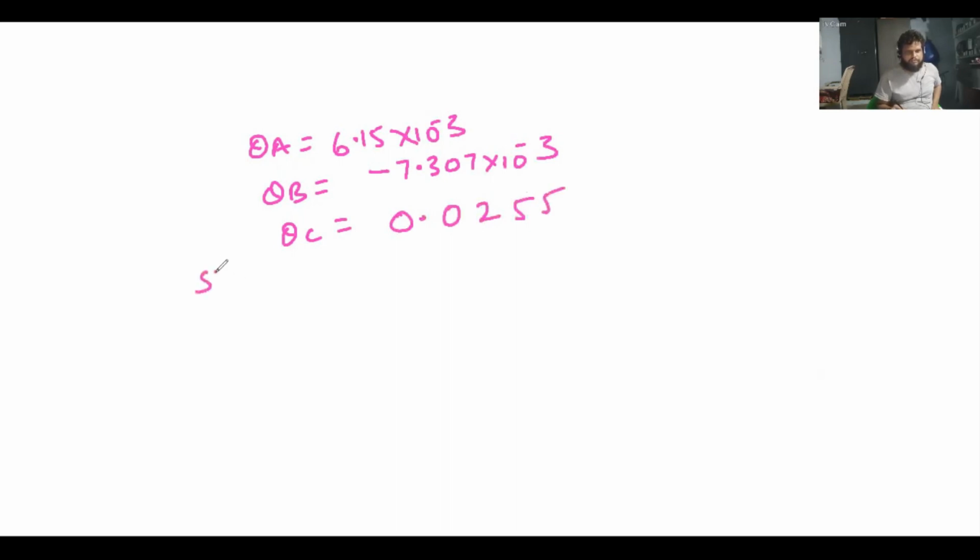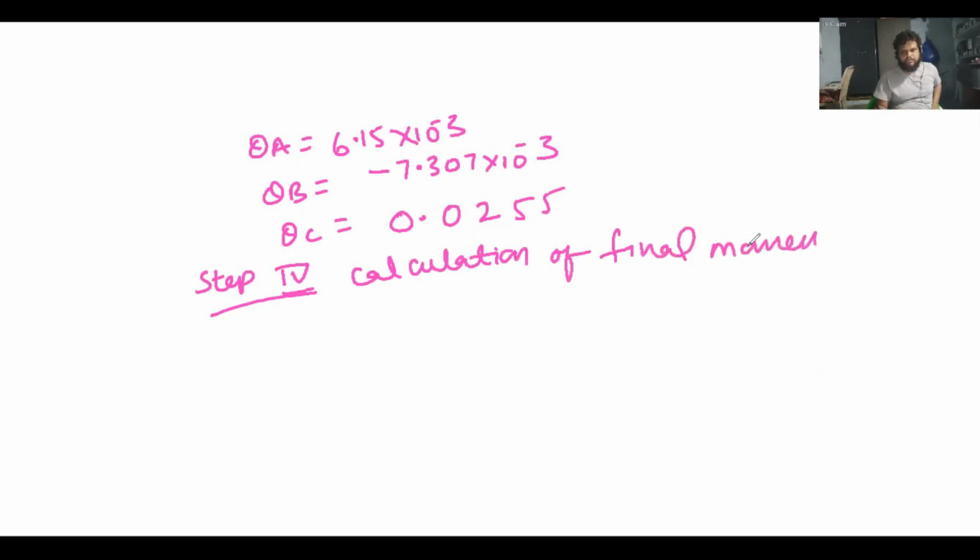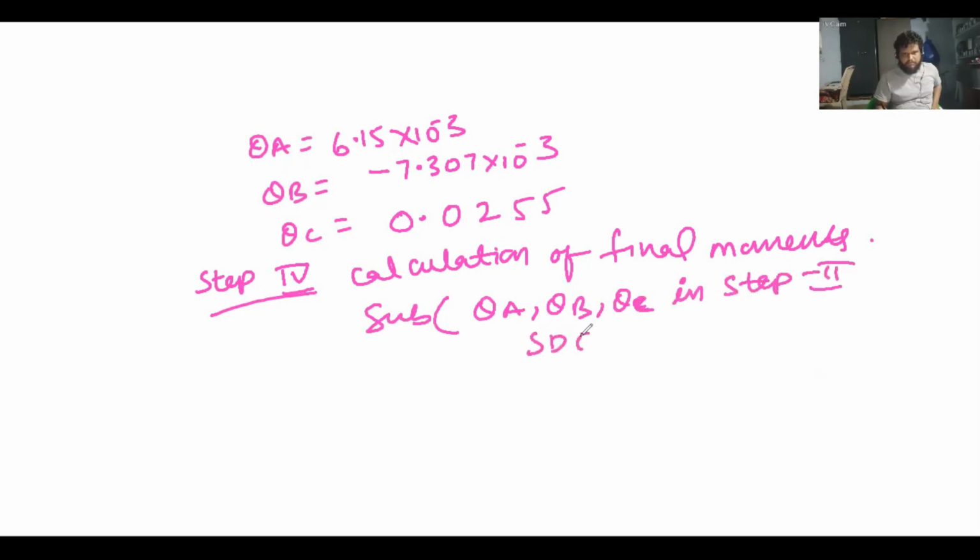So what is our last step? Step 4 is calculation of final moments. How do you get the final moments? Just substitute theta A, theta B, theta C into our step 2, that is the slope deflection equations. After substituting, you will get the moment values directly. So what are those moment values?